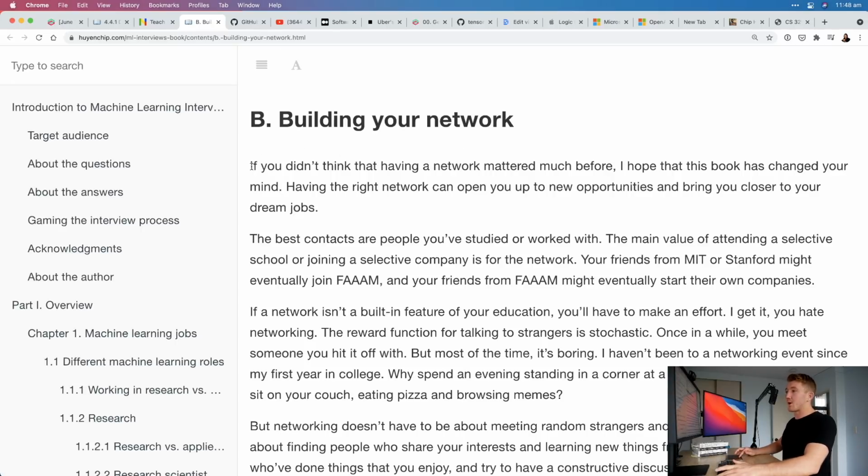B, building your network. If you didn't think that having a network mattered much before, I hope that this book has changed your mind. Having the right network can open you up to new opportunities and bring you closer to your dream jobs. How do you create a network? Well, if you're like me and you're in a bedroom and you just want to make things online, you just make things online. And at the start, yes, there'll be crap, but people can tell that you've just been honest, you've just been upfront. Hey, I'm learning. Go back through all of my original videos and all of my original articles, bunch of crap. But at the time, it was the best I could produce. And that's what I'm doing now. I'm still creating the best I can do with the skills I have now. And then eventually people will find that. If they can see your honesty, interact with other people's work, that's how you build a network.